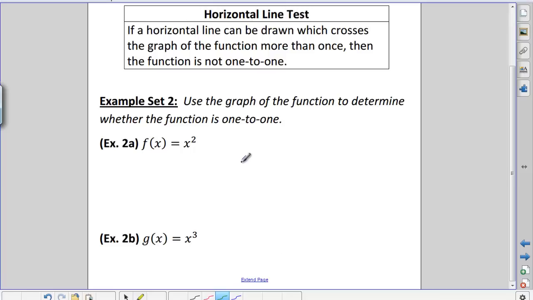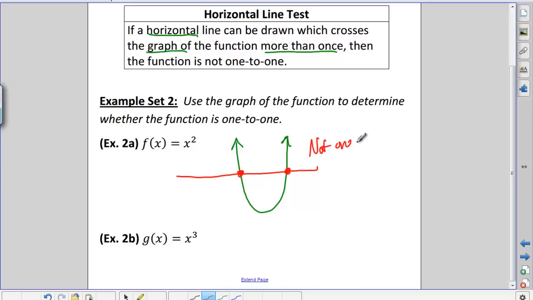And the horizontal line test says, okay, you look at the graph of your function, in this case x squared, we know that's like a U-shaped graph, right? And the horizontal line test says, if you can draw a horizontal line that crosses the graph more than once, then it's not one-to-one. So with this x squared graph, I can draw a horizontal line that crosses more than once. So that's not one-to-one.